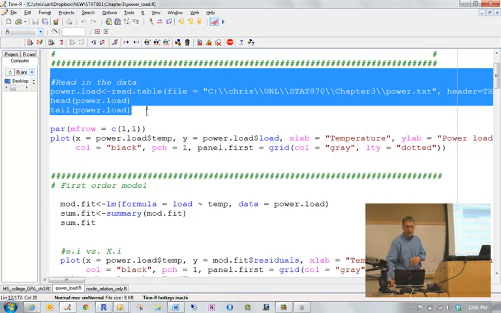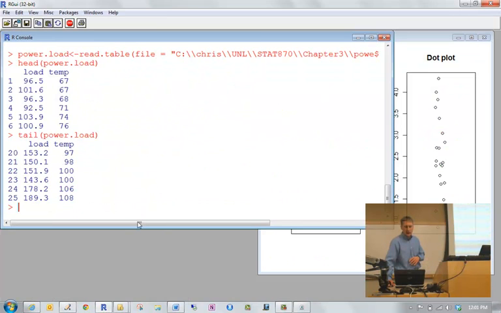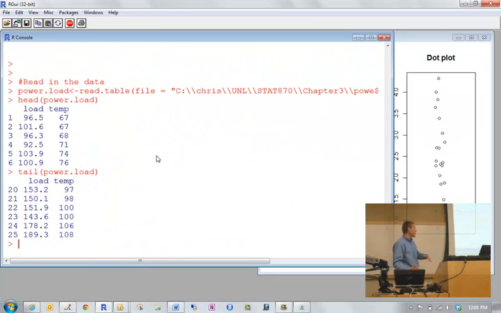Read it in like I normally would. I'm going to use the head and tail functions with the object that I create with the read-in data, so I can look at the first 6 and the last 6 observations. The first observation, temperature was 67 degrees. Peak power load needed that particular day in the past was 96.5. There was one day with a high temperature of 108, and the peak power load needed that day was 189.3. So this is historical information, in case I didn't say that before.